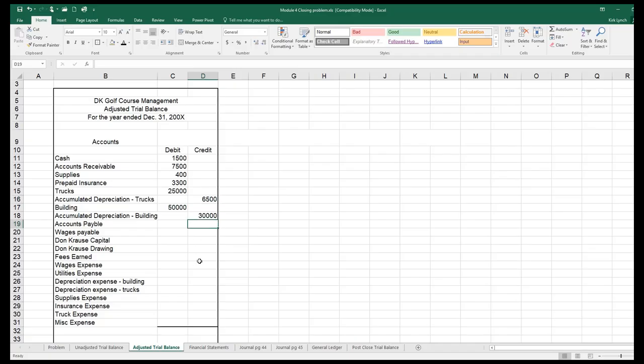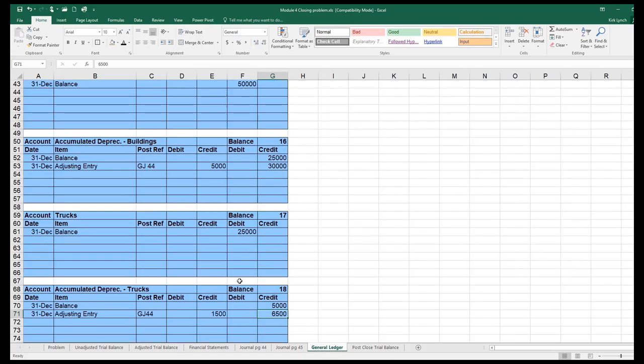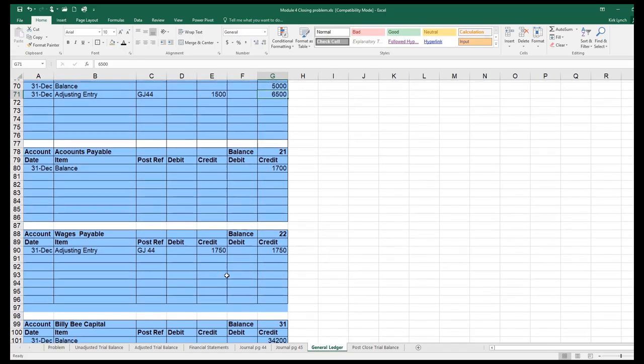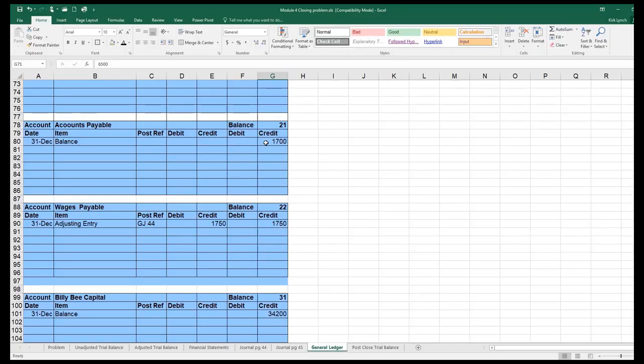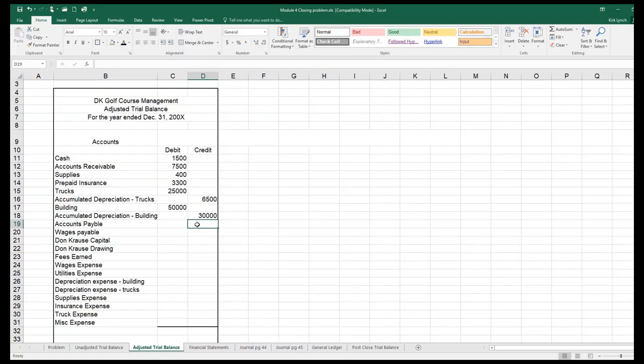So let's finish filling out our adjusted trial balance. Our accounts payable is down here. So accounts payable is $1,700 credit, and we have wages payable of $1,750 credit. So here we'll just add those, 1,700 and 1,750.